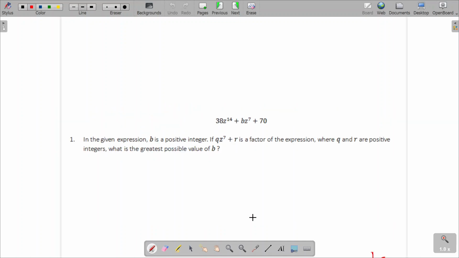Let's move forward. Today's hard question is going to be based on quadratics. Here it is a higher degree polynomial basically. Now, the first question is right here. It says, in the given expression, b is a positive integer. If qz raised to the power 7 plus r is a factor of the expression, where q and r are positive integers, what is the greatest possible value of b?